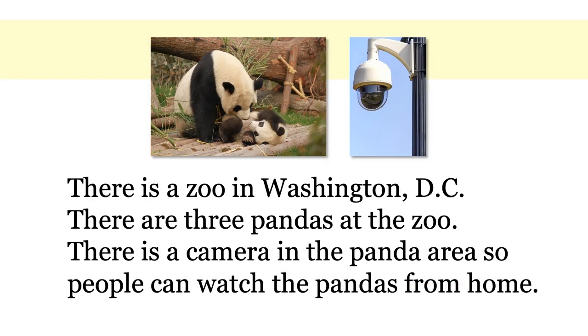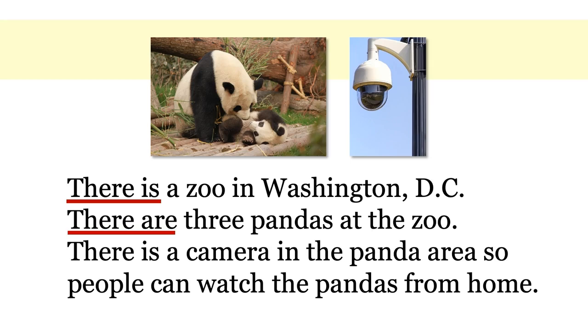There is a zoo in Washington, D.C. There are 3 pandas at the zoo. There is a camera in the panda area so people can watch the pandas from home. This describes or tells about pandas at the zoo. It uses there is and there are to tell us what we can find there.